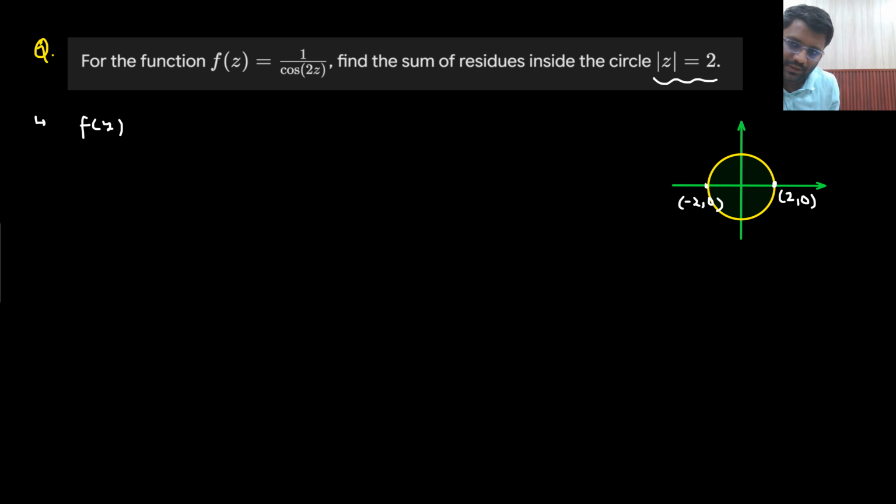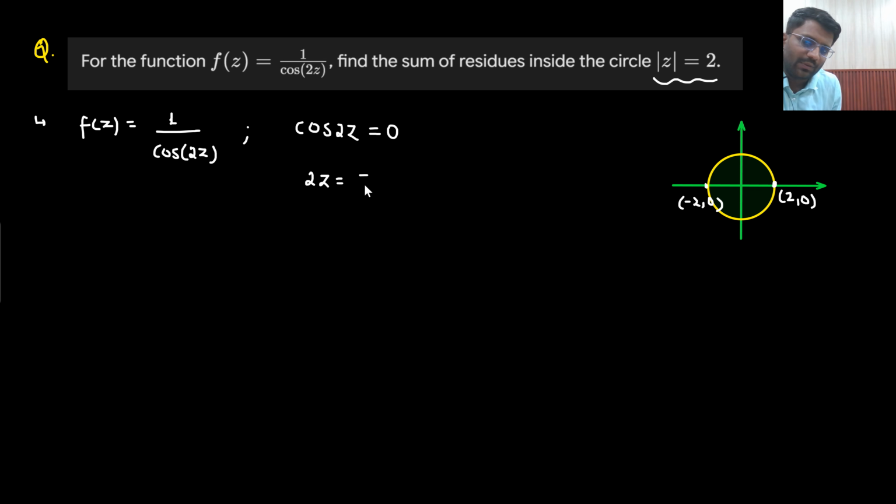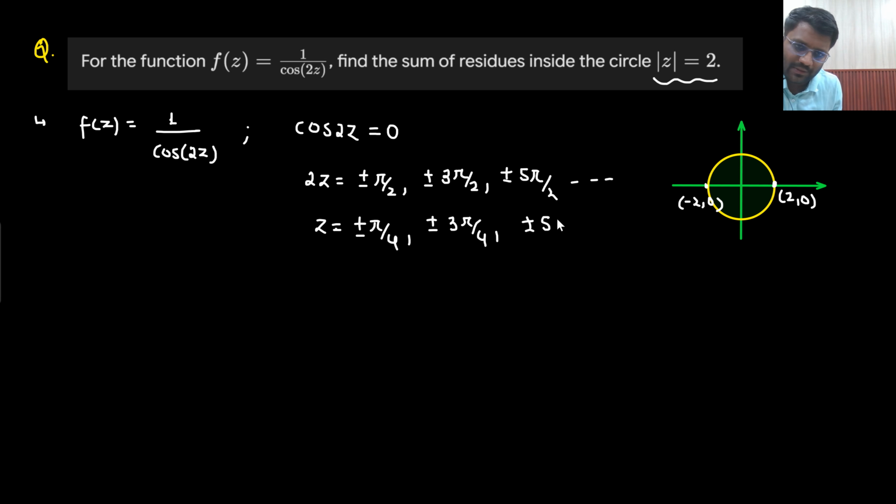So what is your f(z)? f(z) is 1 by cos 2z. What we need to do is put the denominator equal to 0. If I put the denominator equal to 0, what am I getting? The problem is there at 2z equals plus minus pi by 2, plus minus 3 pi by 2, plus minus 5 pi by 2, and so on. So z equals plus minus pi by 4, plus minus 3 pi by 4, plus minus 5 pi by 4, and so on.